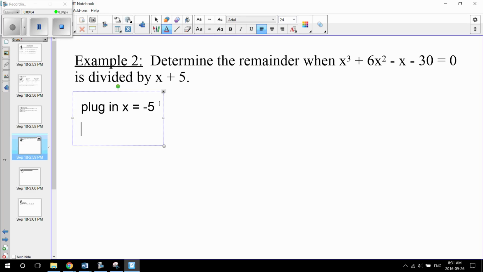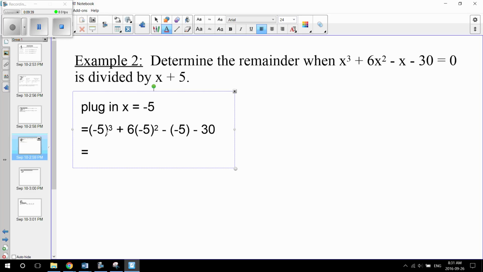So in our polynomial, plugging in a negative 5, we have negative 5 cubed, plus 6 times negative 5 squared, minus a negative 5, and then minus 30 at the end.